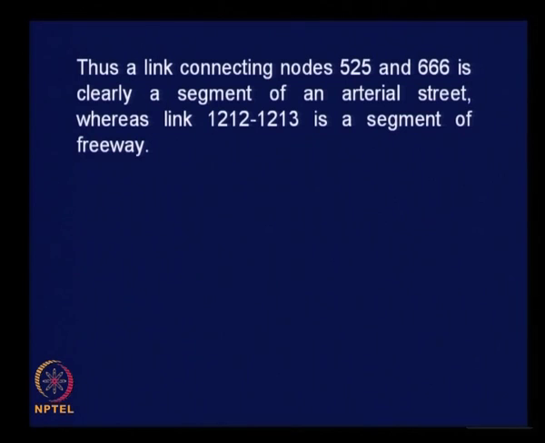whereas a link with node numbers 1212 and 1213 is a segment of a freeway, because the value is more than 1000, isn't it? We are not looking at the network map, we are looking at the numbers, still we are able to perceive the type of link because of this methodology of giving numbers for the nodes, right.